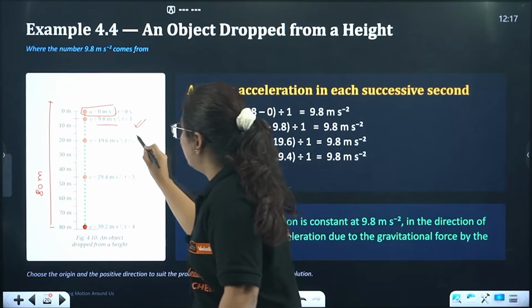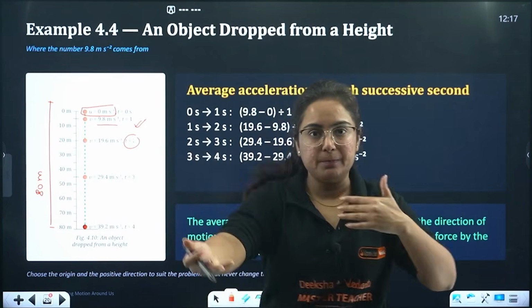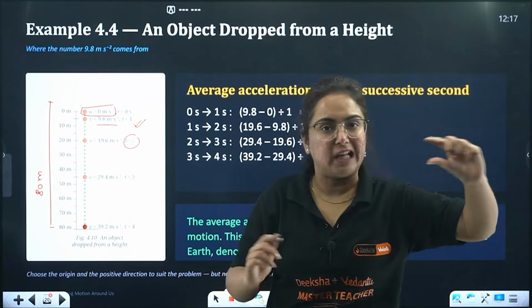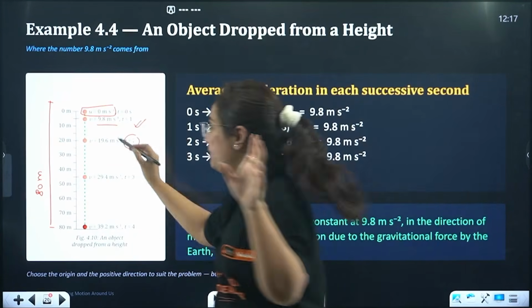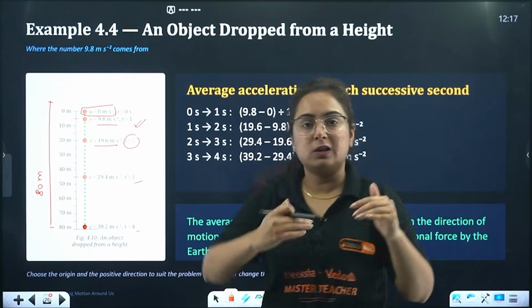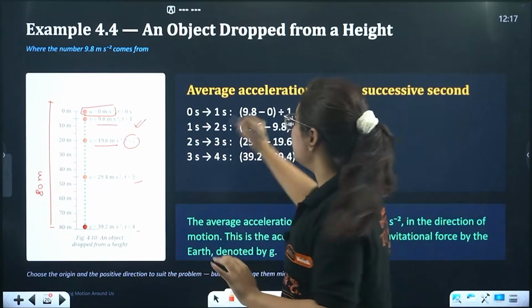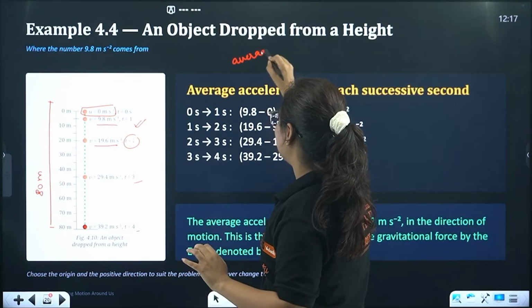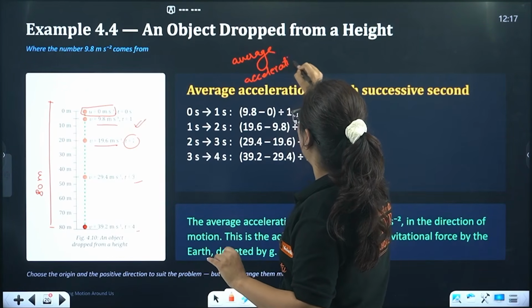When it moved towards the 2nd second, what happened? It doubled, because in 1 second it covers 9.8, so in 2 seconds it will cover how much? 9.8 into 2, and it becomes 19.6. The same goes on and on for the 3rd second, 4th second, 5th second, 6th second. But now the question is, what is the average acceleration of that object?